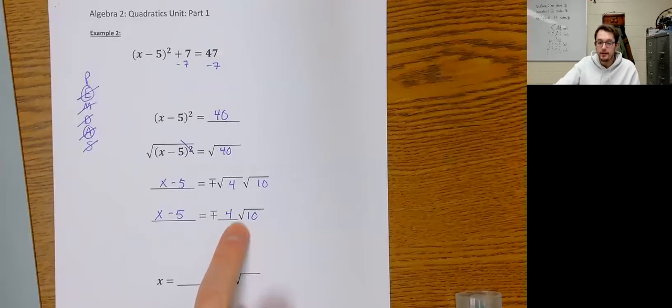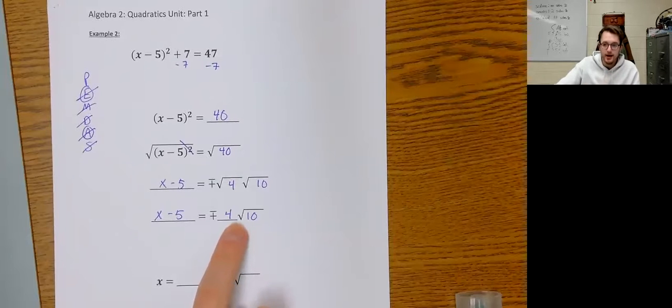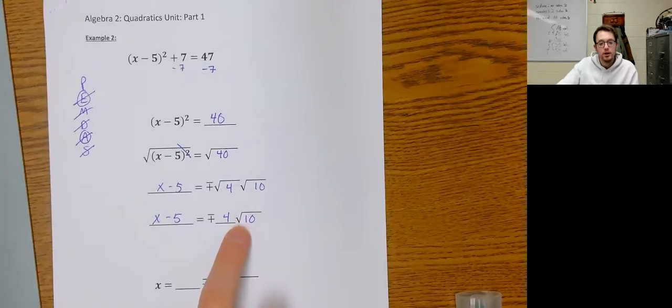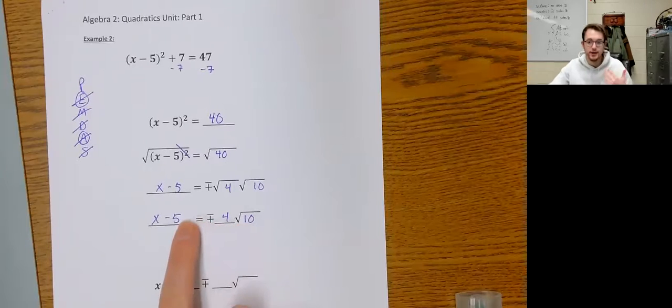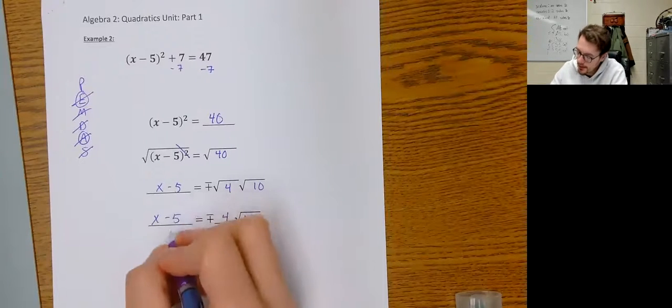Now, if you use the calculator, you're going to get decimals, but we don't want decimals. We want the perfect, exact, not estimated value. So this is what we're going to leave it as. How do we get rid of subtraction, though? Because we're not done solving for x. How do we get rid of subtraction? With addition.